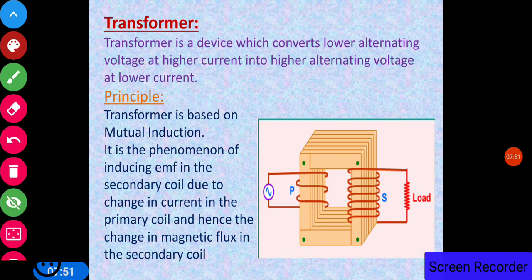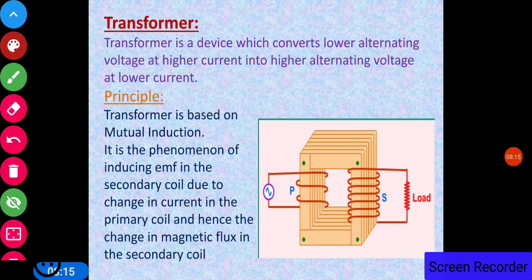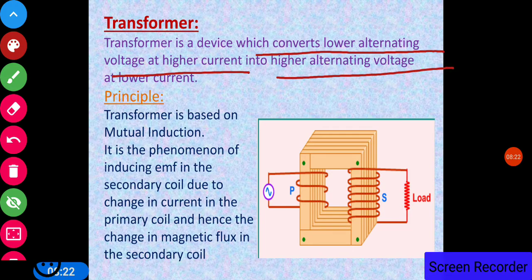Now let us discuss the third application, that is the transformer. You must have seen in your city, in many places, the transformers on the roadsides. The transformer is a device which converts lower alternating voltage to higher alternating voltage. When the voltage is lower, the current is higher, and when the voltage is high, the current is lower. So in one sentence we can say it is a device which converts lower alternating voltage at higher current into higher alternating voltage at lower current.